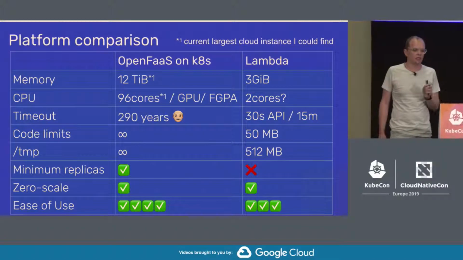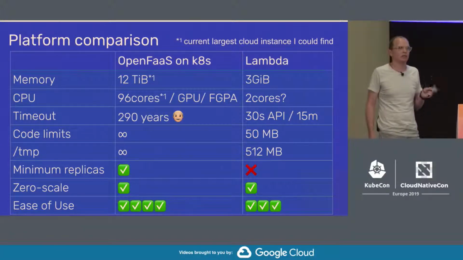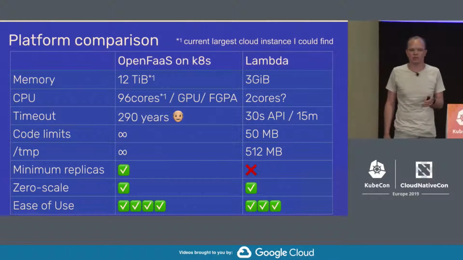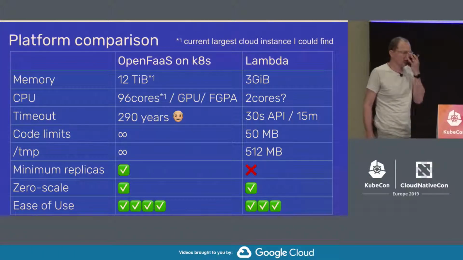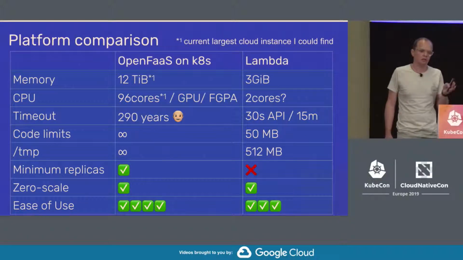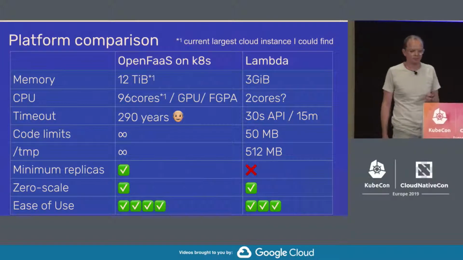The same kind of deal with CPU. By default, Lambda has 1 virtual core. If you allocate over 1.8 gigabytes, you get 2 cores. Obviously, with EC2, you could get a 72-core machine. Alex found a Packet bare metal machine with 96 cores. You could use graphics cards, FPGAs, etc.